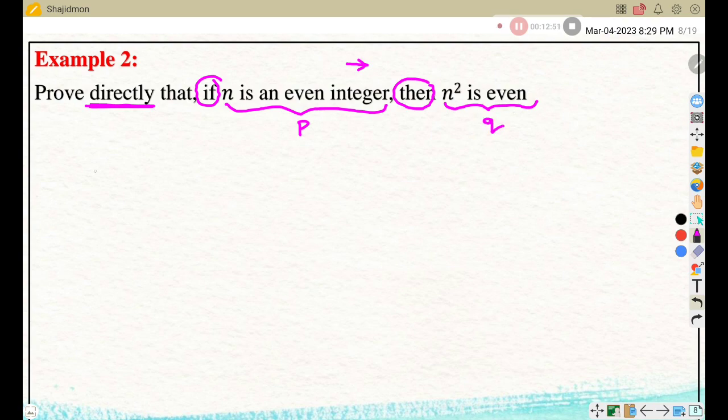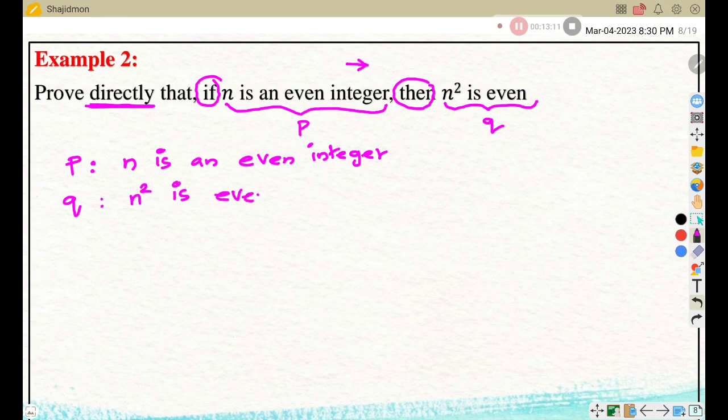So we have the P statement. What is the P statement here? The P statement is n is an even integer, or n is an even number, okay? And the Q statement is n square is even. N square is an even integer, correct? So this is the Q statement. That means our question is P implies Q, we need to do that. That means when P is true, Q should also be true. We need to prove that, correct?